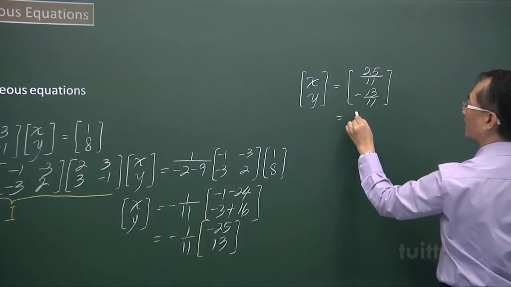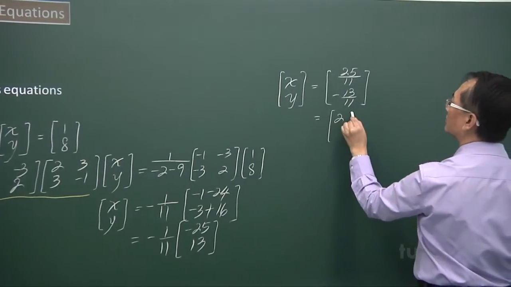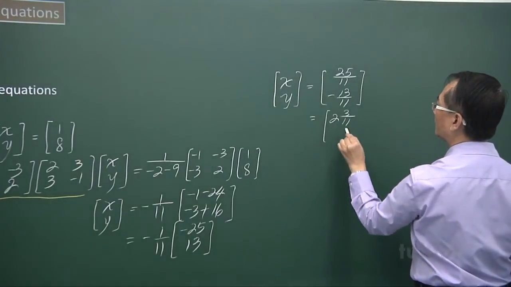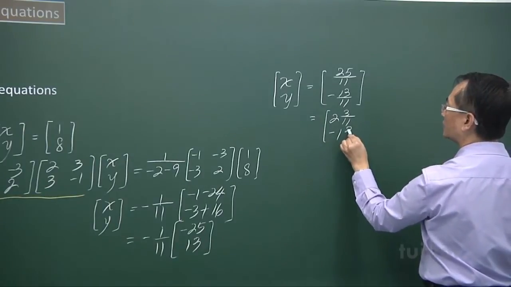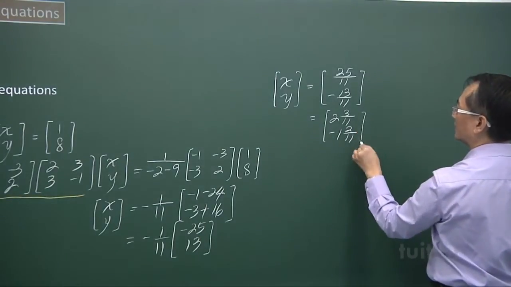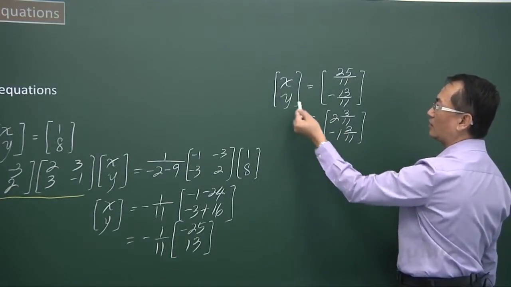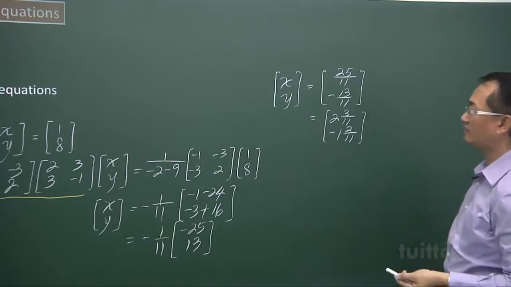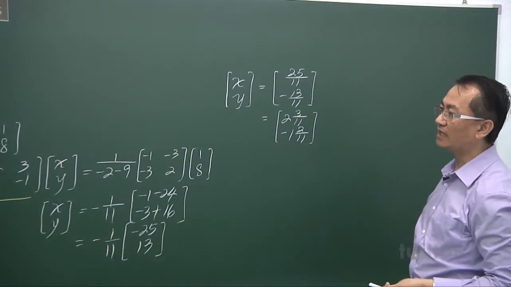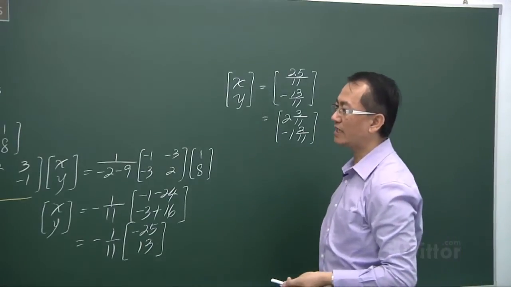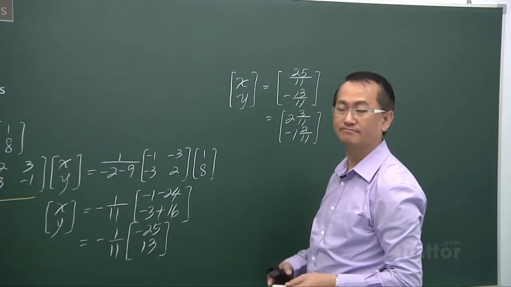To simplify that, I have 2 and 3 over 11. Here I have negative 1 and 2 over 11. So the x value is just that, the y value is this, negative 1 and 2 over 11. So this is using the matrix method to solve for x and y.